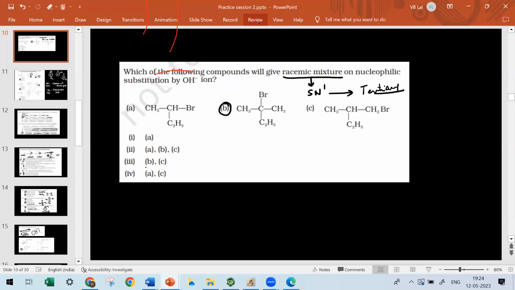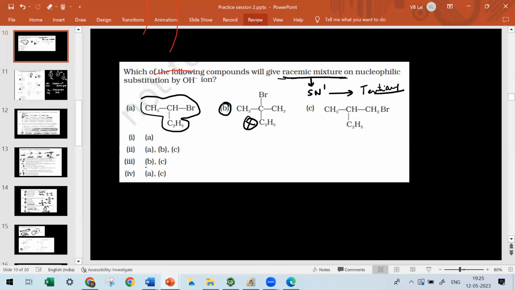Why do you think A and C? Ma'am, because normally racemization occurs on a mixture of two enantiomers. Enantiomers possess non-superimposable mirror images and they have chiral carbons. So B is not. Okay, that is very, very important. This has a chiral carbon. This is a chiral carbon, right? B is not chiral.